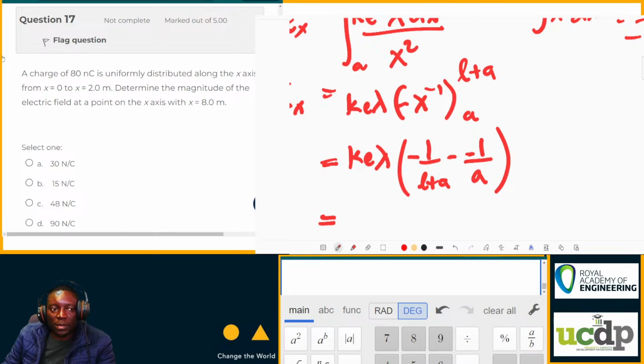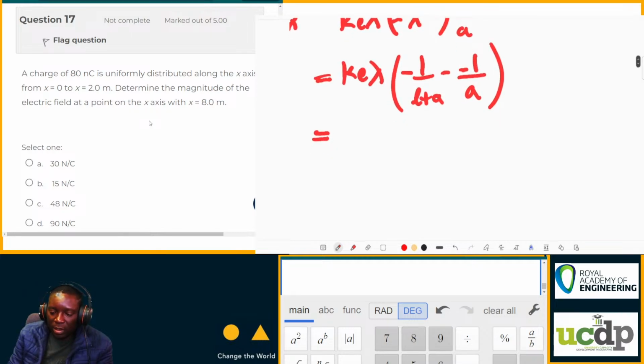Can you replace the lambda with Q over lambda? Sorry, come again, I didn't get that clearly. Don't you replace the wavelength with Q over L? Good, that's perfect. So we have to replace this lambda with Q over L. Thank you for that contribution.